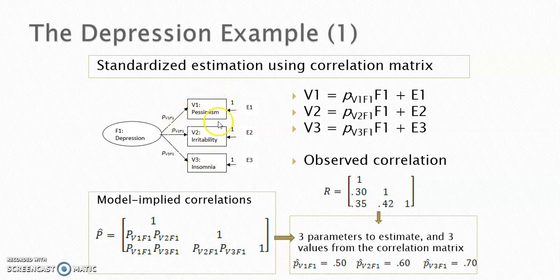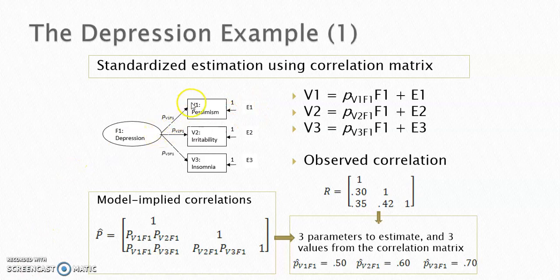The explained variance of an observed variable is simply the squared value of its factor loading. Once we know the value of the factor loading, 1 minus the squared value of the factor loading gives you the error variance.